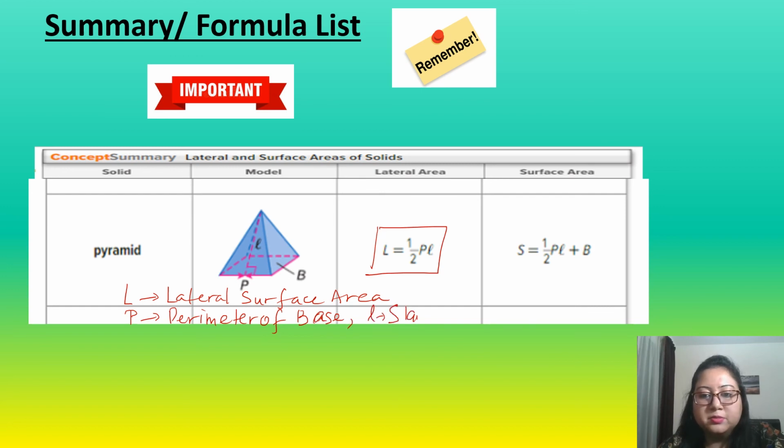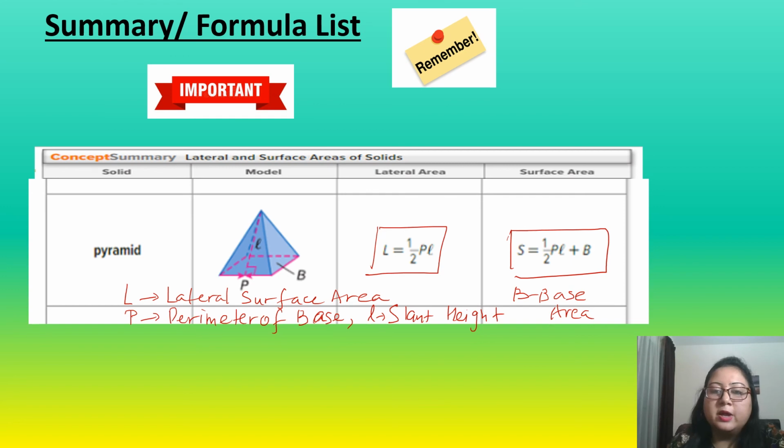Coming to total surface area, the formula is denoted by capital S equals 1 by 2 P l, that is your lateral surface area, plus capital B, which is your base area. So just add the base area to the lateral surface area, and what you get is your total surface area.